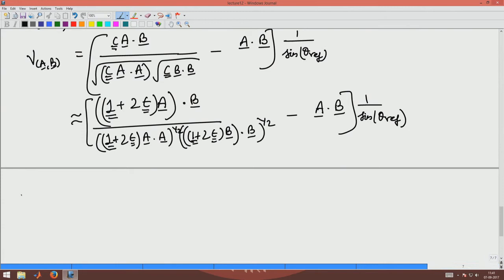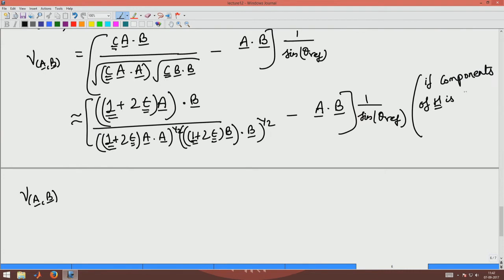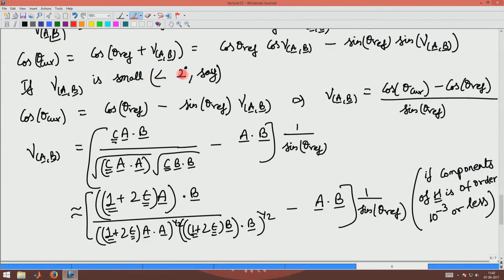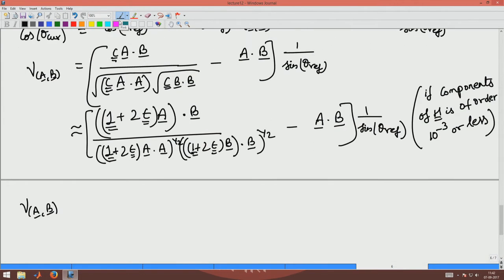So, you have gamma A B given as, this is under the assumption that the components of H are of order 10 power minus 3 or less. Okay. We already made the assumption here that the change in angle is small, which means the components of H have to be small. Okay. So, it is with this assumption only that we are working throughout in this lecture.